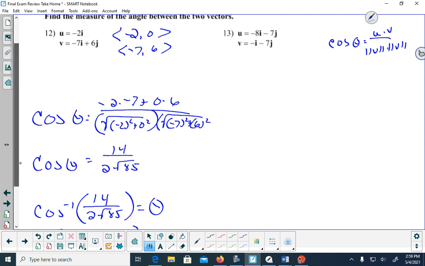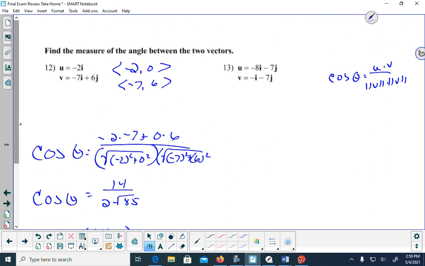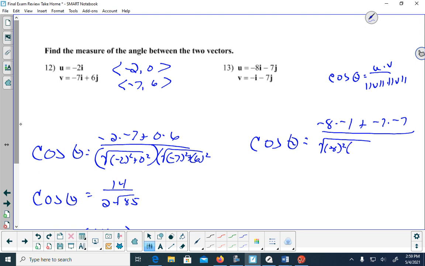Okay, let's do the next one. So the next one, I am going to do the cosine of theta is equal to the dot product, so negative 8 times negative 1 plus negative 7 times negative 7 all over the magnitude of u, so the square root of negative 8 squared plus negative 7 squared times the square root of negative 1 squared plus negative 7 squared.